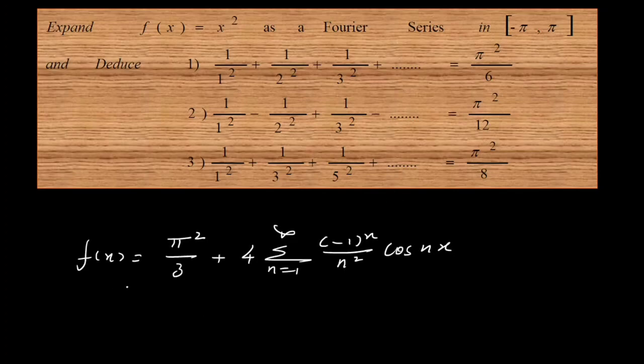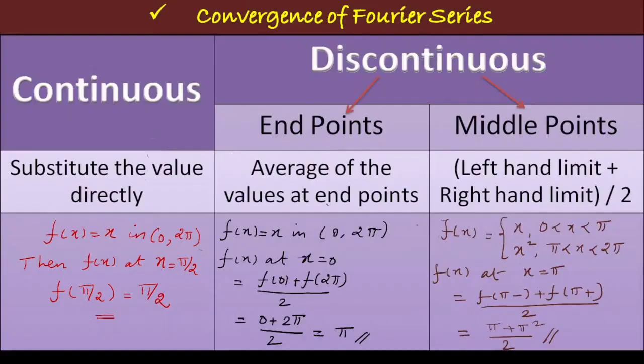So listen, f of x equals pi square over 3 plus 4 times sigma n varies from 1 to infinity, minus 1 whole power n over n square cos n x. From this I am going to deduce these three series. For that, first I am going to give you a short intro about convergence of Fourier series.